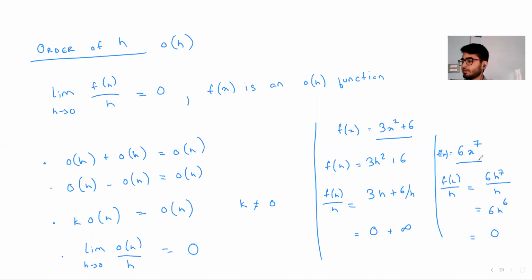Now remember one thing, any polynomial where the lowest power is 1 will always be an OH function. Here the lowest power is 0. This is not an OH function. You have any polynomial where the lowest power is at least 1, or just put it this way, where the lowest power is more than 0, that will always be an OH function.